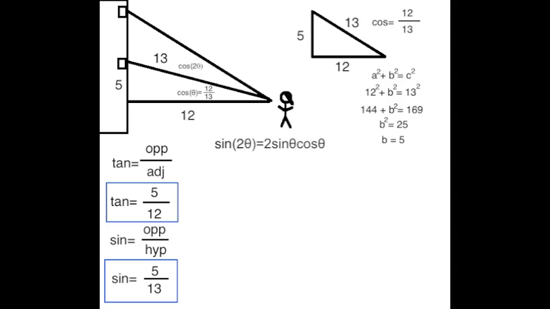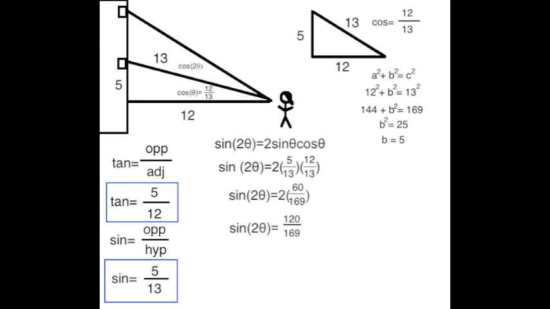Let's revisit our double angle sine formula. We can now plug in our new values. We plug in our sine and cosine values and then solve. The sine of the new angle of elevation is 120 over 169.